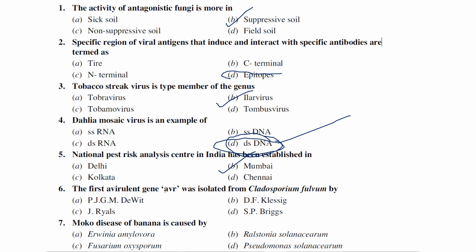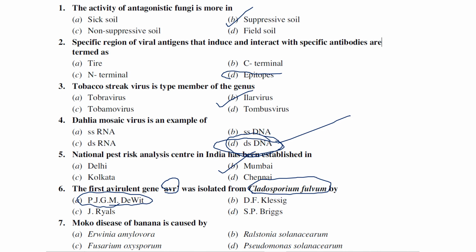The first avirulence gene, AVR, especially the first fungal avirulence gene: to tell you exactly, Avr9 was isolated from Cladosporium fulvum, the tomato leaf mold fungus. Who isolated this first fungal avirulence gene Avr9 or Cf9 from Cladosporium fulvum? The options are DeWit, Klussig, Royals and Briggs. The first fungal avirulence gene was isolated by PJGM de Wit in 1991.